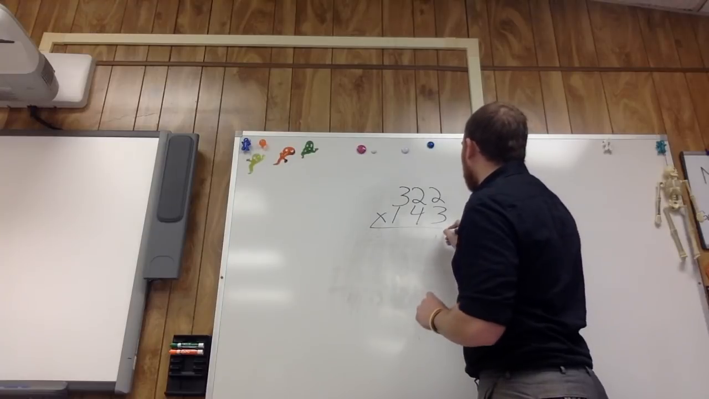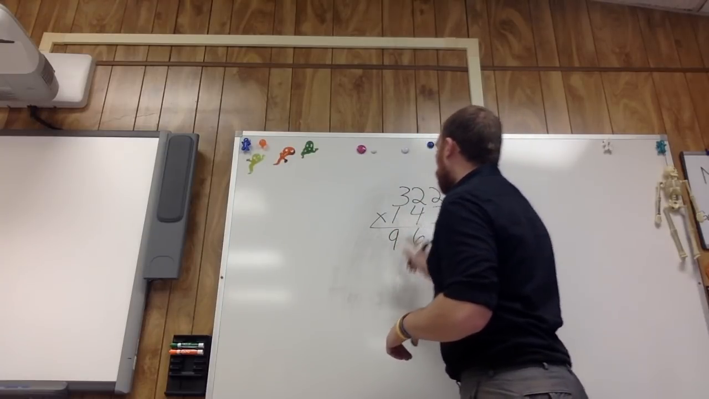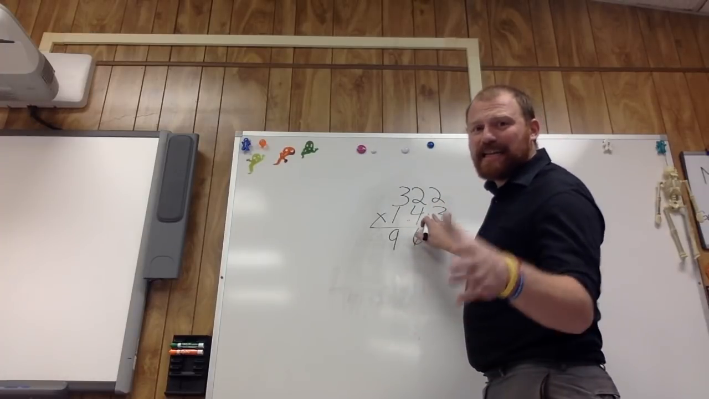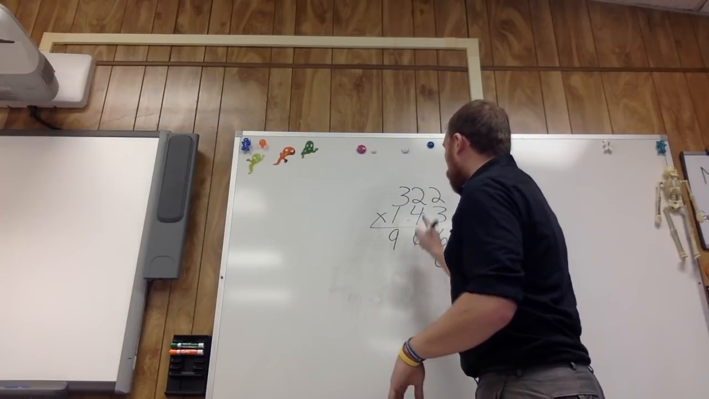3 times 2 will give you 6. 3 times 2 will give you 6. 3 times 3 will give you 9. Now we're moving over to the 4. Now with this 4, again, it's in the tens place. We want to keep everything together. So use a placeholder 0, and we start here.